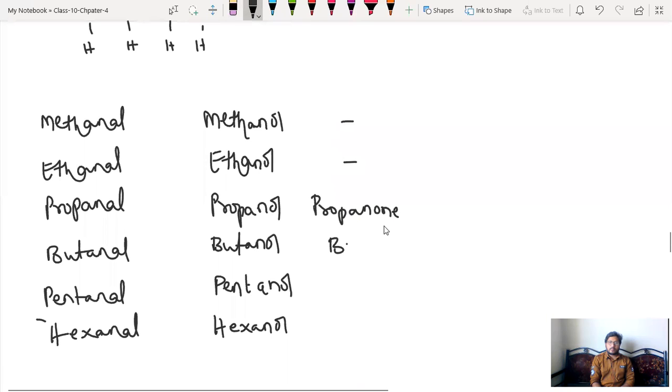Propanone, butanone, pentanone, hexanone, like that you can keep on drawing.